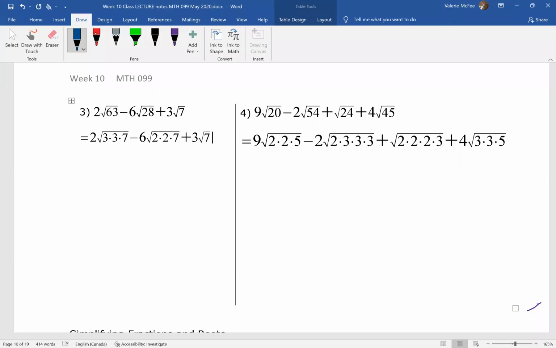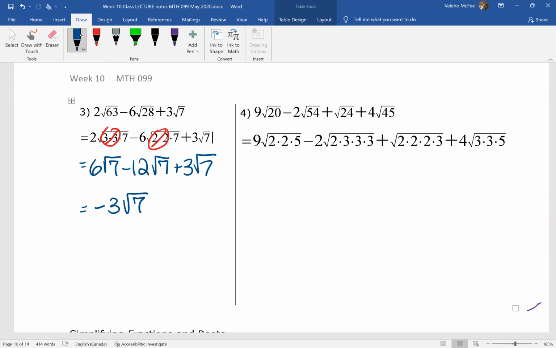So let's look at question 3. We have 2 factors of 3 here, 2 factors of 2 here. 2 times 3, that simplifies to 6 root 7. 6 times 2 minus 12 root 7 plus 3 root 7. Now we have like radicals. 6 minus 12, -6 plus 3, -3 root 7.